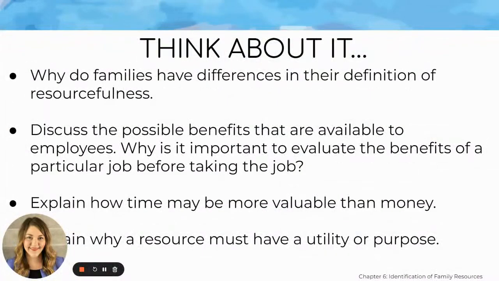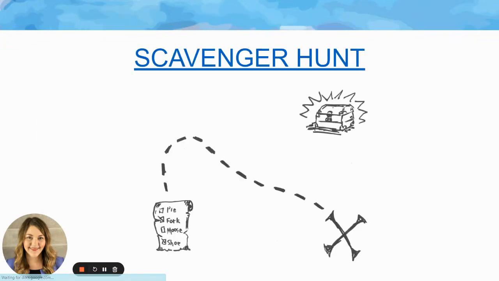So as we wrap up, just some things to think about. Why do families have differences in their definition of resourcefulness? What are the possible benefits that are available to employees? Why is it important to evaluate these whenever you are taking a job? How can time be more valuable than money? And explain why a resource must have utility or purpose. Those are just a few things to extend your thinking for Module 6.